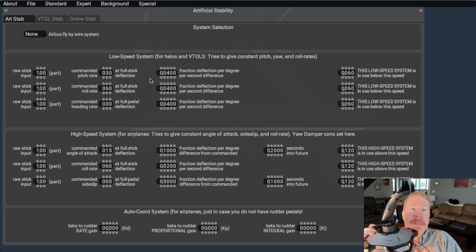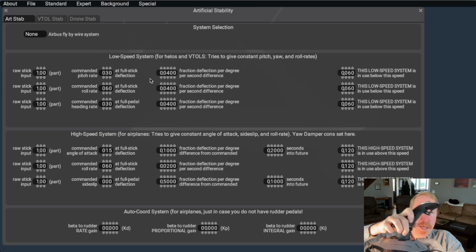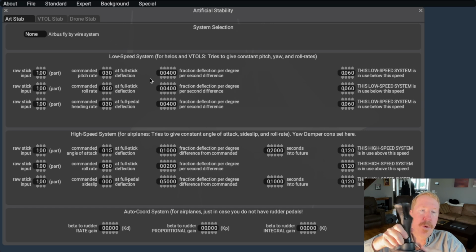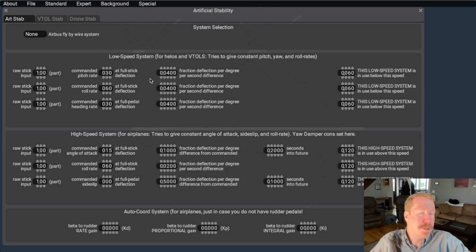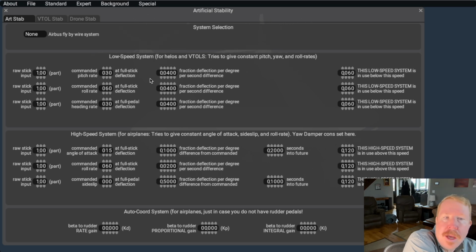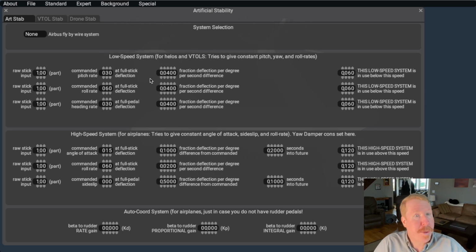And so basically at low speed, what you want is for the pitch rotation rate to be linear with stick deflection, the roll rotation rate to be linear with stick deflection in roll, and the heading rate to be linear with the stick rotation in yaw, or of course rudder pedals, if that's what you've got. So let's take a look at how we actually do that.